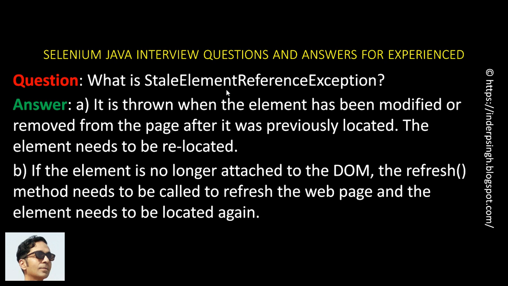What is stale element reference exception? So now we are looking at Selenium Java interview questions and answers for experienced. A stale element reference exception is thrown when the element has been modified or removed from the page after it was previously located. So the element needs to be relocated, or it is possible that the element is no longer attached to the DOM, and we can call the refresh method to refresh the web page and again locate that element.